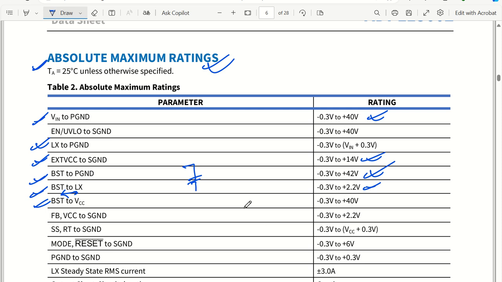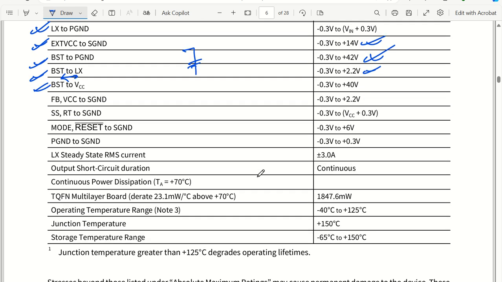Similar to that, other parameters are also there, so you can read them out quickly. Anyway, I know all these values, so there is no need to go through each one of them, but we have to have an understanding that LX steady current RMS can be maximum plus minus 3 ampere. That's the reason it is going to have maximum 2.4 ampere of current at the output that was given. Okay, good. So we are good to go ahead.